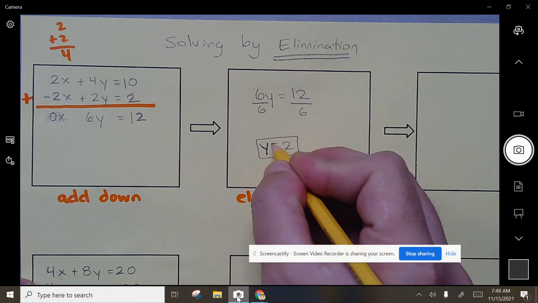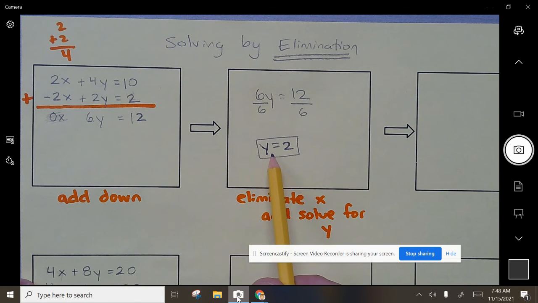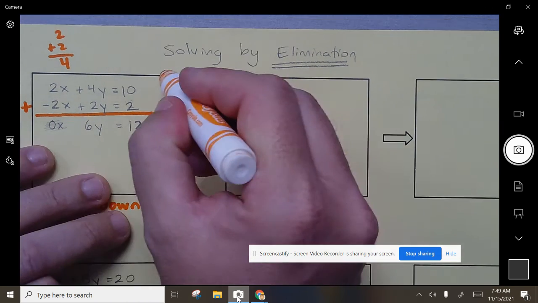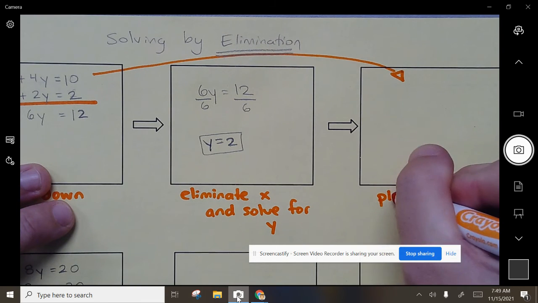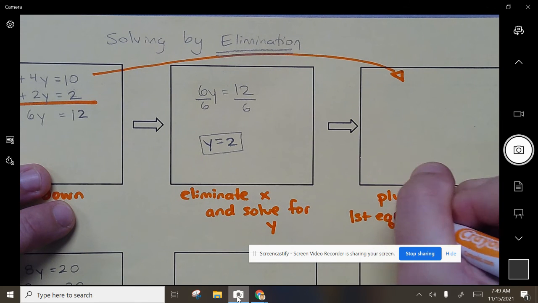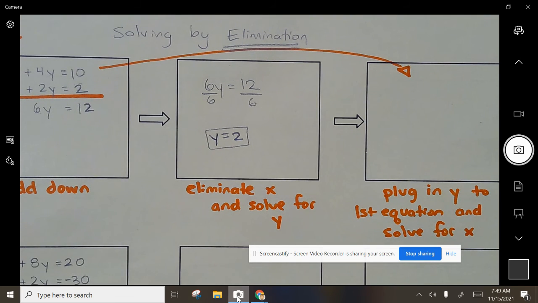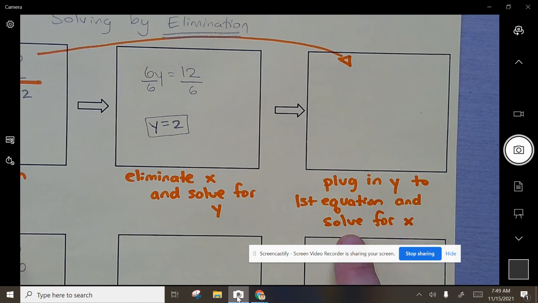If you ever know what one of the letters are, x or y, can you always figure out what the other one is? So you now have to plug this in to the first equation or the second one. I'm going to go ahead and draw an arrow. This is the toughest part now. Plug in y to first equation and solve for x. All right, look what I wrote there. Plug in y to first equation and solve for x, okay?